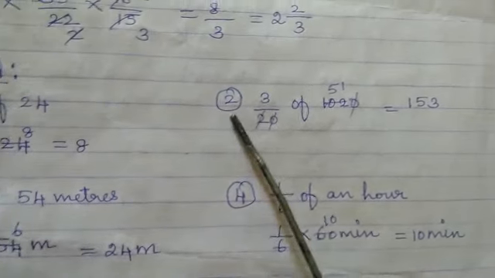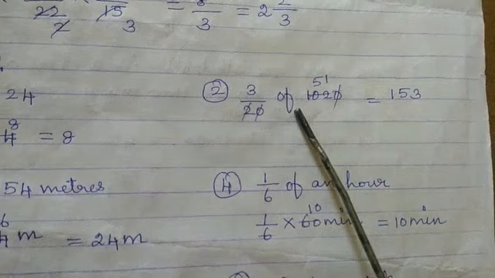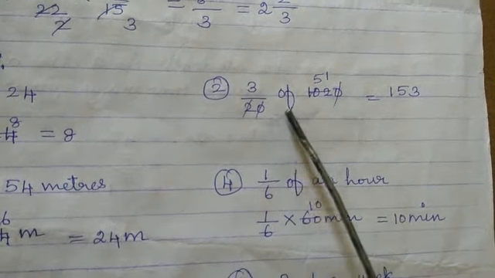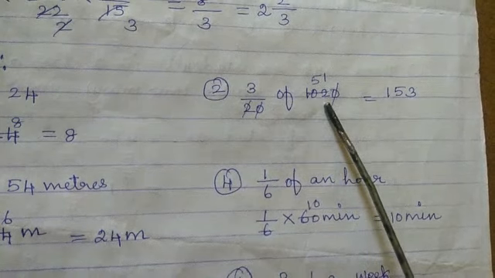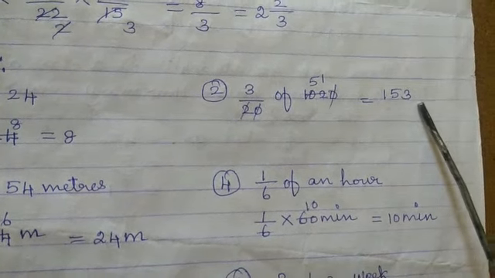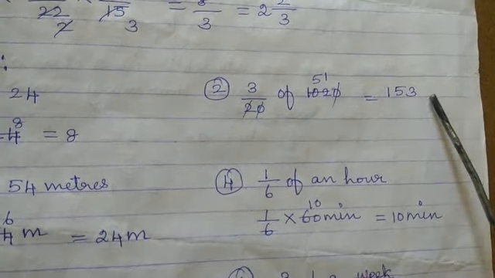Next, question number 2. 3 by 20 of 1020. So the next step, you have to multiply it. 3 by 20 into 1020. You have to cut it and you have to give the answer 153.